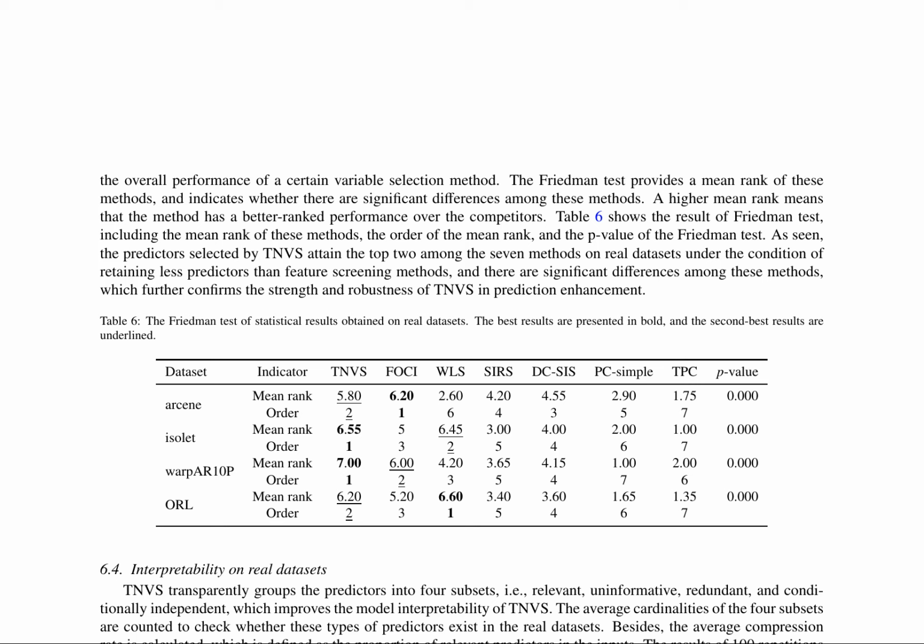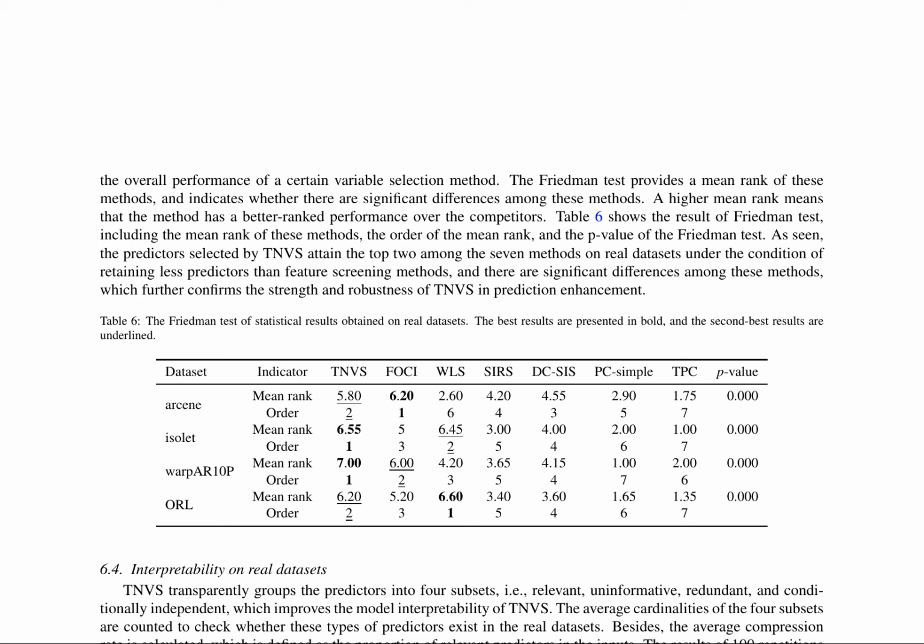The Friedman test provides a mean rank of the methods, with a higher mean rank indicating better performance. The p-value of the Friedman test indicates the significance of the differences among the methods. As shown in Table 6, the mean rank of TNVS is higher than the other methods, and the p-value is close to 0, indicating significant differences.